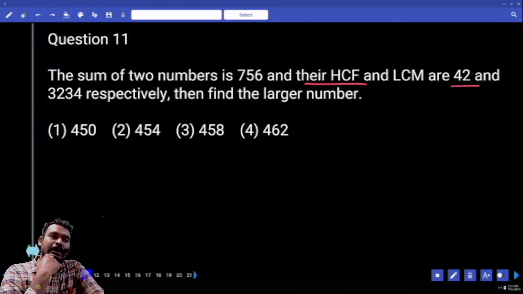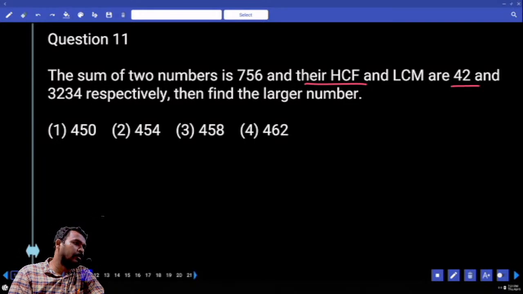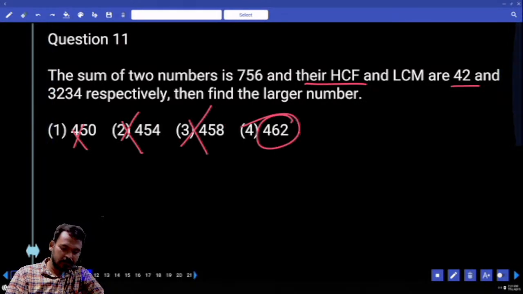42. HCF is 42, which means each number is a multiple of 42. Which options are multiples of 42? First option, is it a multiple of 42? No. Second option? No. Third option? No. Fourth option? Yes.